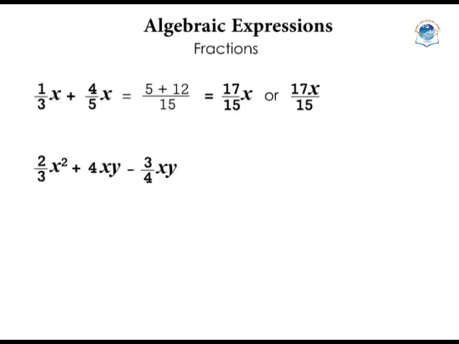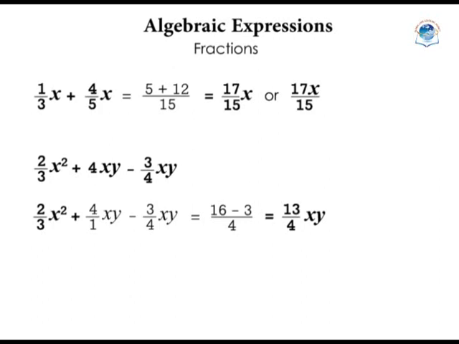2 over 3x squared plus 4xy minus 3 over 4xy. The like terms are xy. 2 over 3x squared remains the same. As a fraction, 4xy is equal to 4 over 1xy. We subtract 3 over 4xy. The LCM of 4 and 1 is 4. 4 divided by 1 is 4, times 4 is 16. Minus 4 divided by 4 is 1, times 3 is 3. So we have 13 over 4xy, and we add that to 2 over 3x squared.